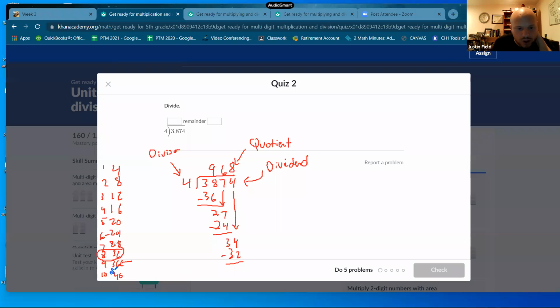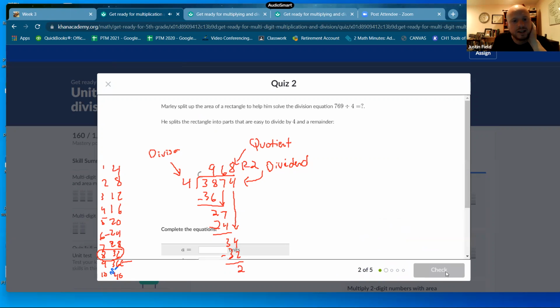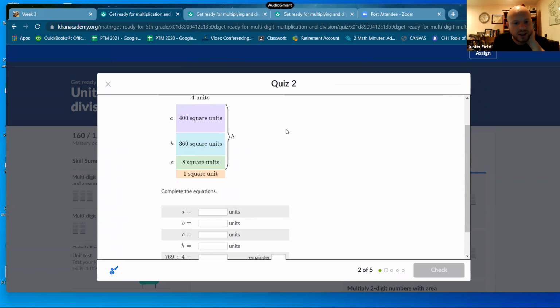So that helps me with 2 of my steps, the division and the multiplication. And so the remainder is down there, it's 2. So 968, remainder 2. Ta-da! All right, that's long division.